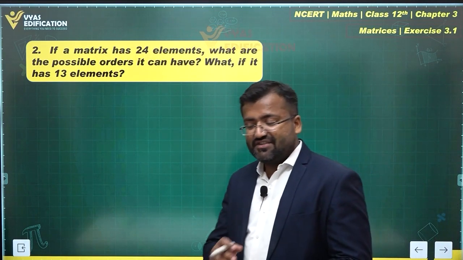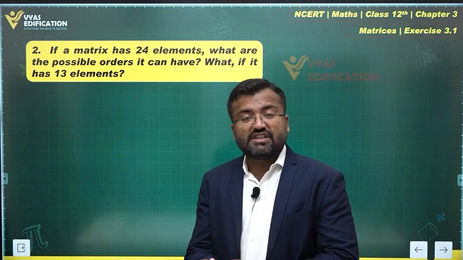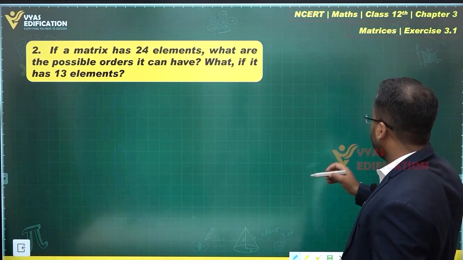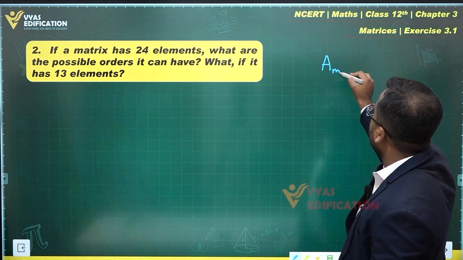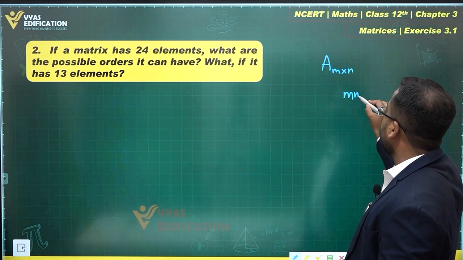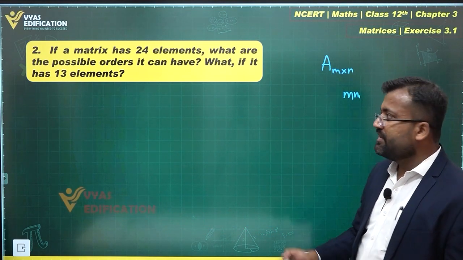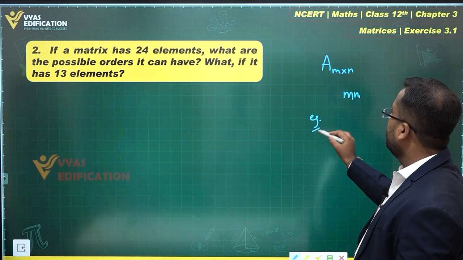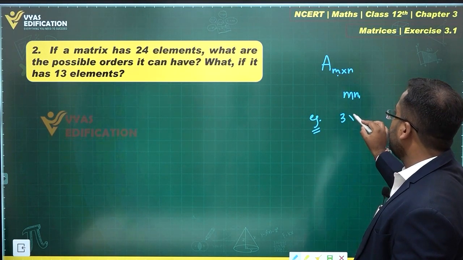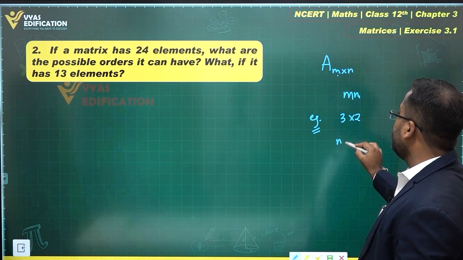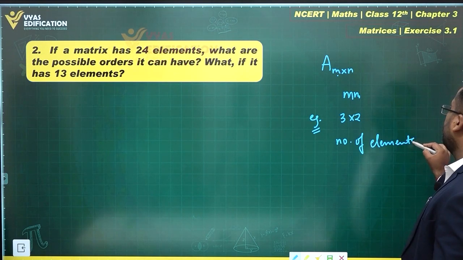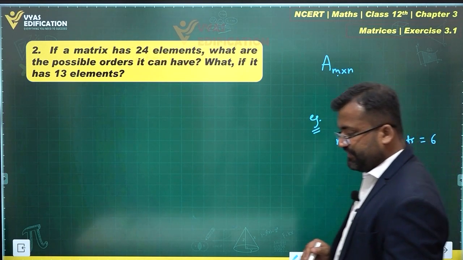For forming a matrix, we have to have some number of rows and some number of columns, and the total number of elements. For example, for a matrix of m by n order, the total number of elements is equal to mn. That's the total number of elements. For example, let's say there are 3 rows and 2 columns, so the number of elements would be equal to 6, as you can clearly observe, right?